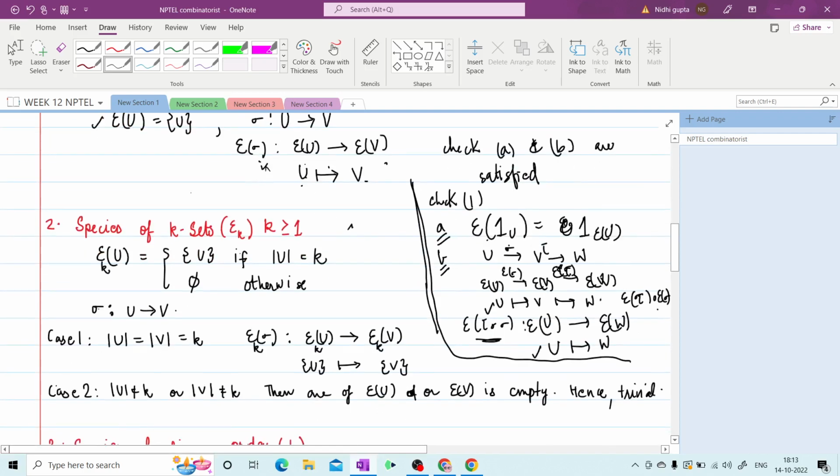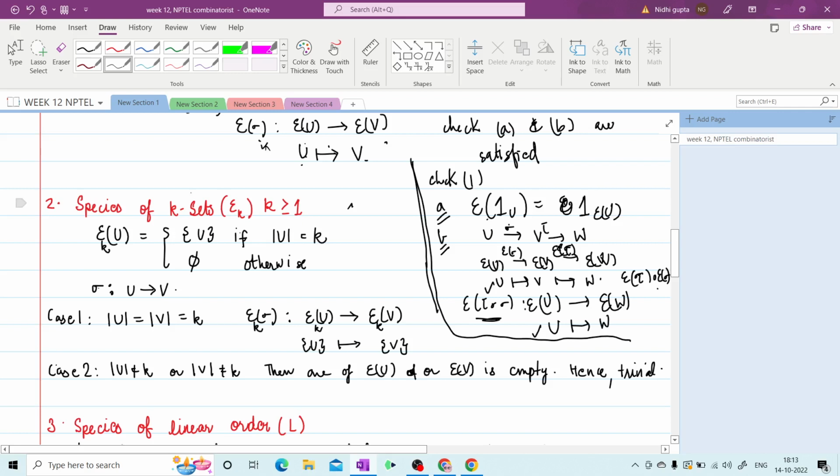So first of all, let's discuss the rest of the examples. Now the second example is the species of k sets. So by species of k sets we mean, so what is it doing? This rule is kind of identifying those sets which have k elements. And this k is any integer, a non-negative integer. k equal to 0 will also work. So yes, epsilon k, we are defining it for a positive integer.